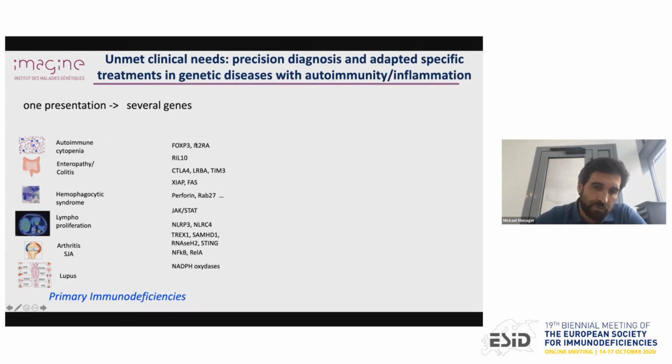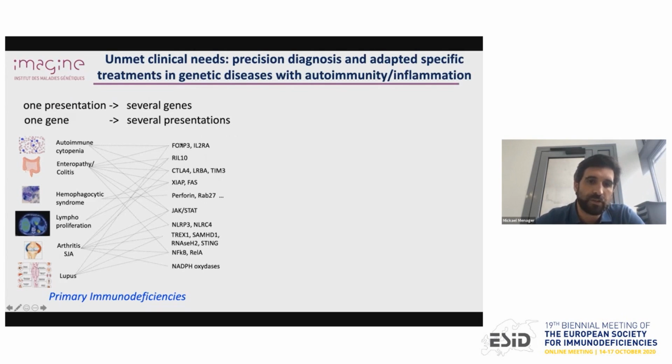And then with the progress of next generation sequencing and so on, we've also discovered that the picture could be more complex because you could have different mutations in the same gene. Here we could take the example of FOXP3, where different mutations could lead to different primary immunodeficiencies with different clinical immune signs, such as autoimmune cytopenia or lupus, depending on the mutation. So the picture is becoming more complex because one gene can lead to several clinical presentations.